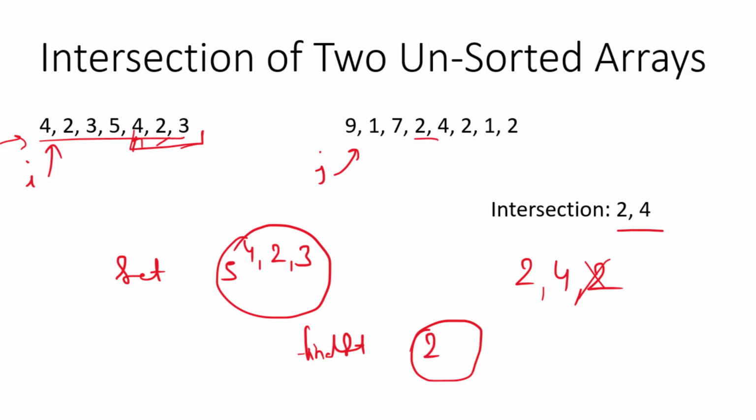So when I was here, I checked that 2 is present here, it means I have the common element, so put this 2 into the final set. Again 4, so 4 is also present in the set, it means put 4 also here in the final set. Now 2 is already here, so when you put this 2 here, it will check this is already there, so it won't put this 2 again in the final set, right?